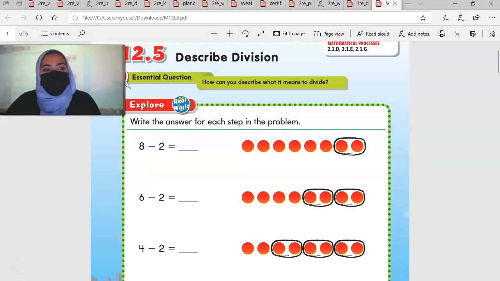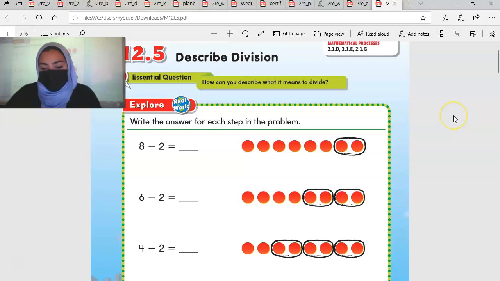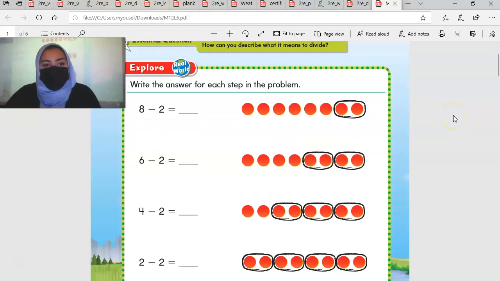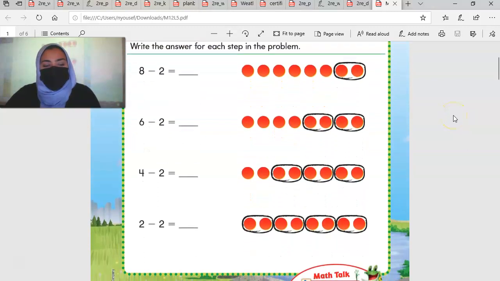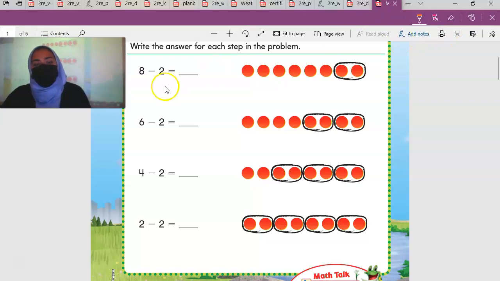Here's your Go Math lesson 12.5, describe division. Write the answer for each step in the problem. So 8 minus 2 is, let's see, there's 8 circles. They took away 2 is what? 6. So this is describing division. Watch, at the end I'll show you how this is related to division. Let's go ahead and answer questions first.